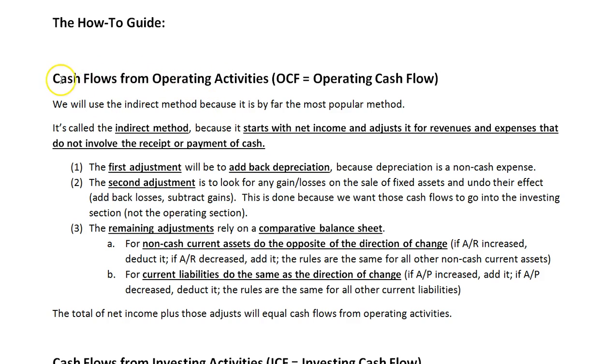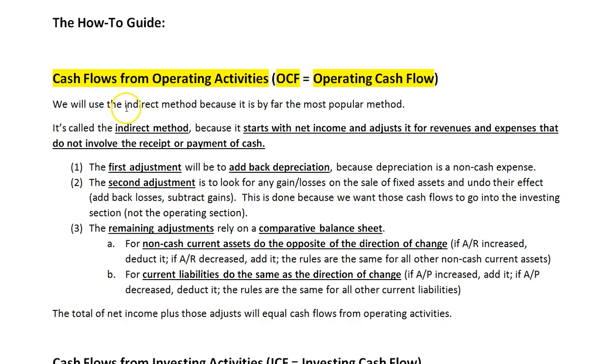All right, the first section is the operating section. I'm going to call it later in the notes OCF. OCF stands for operating cash flow. So it would go in the first section, which is cash flows from operating activities.